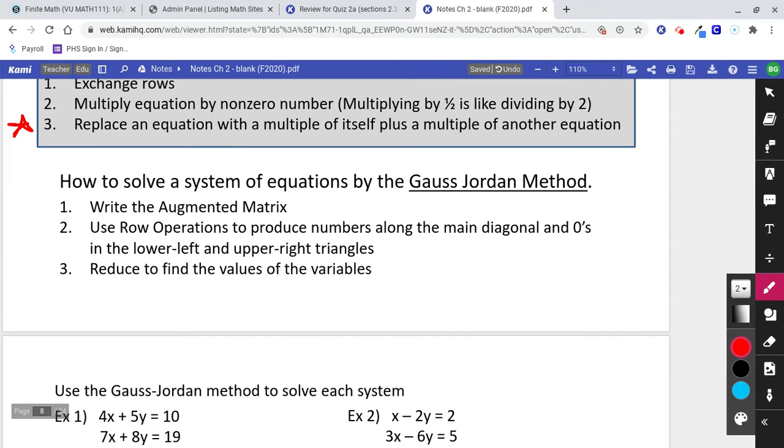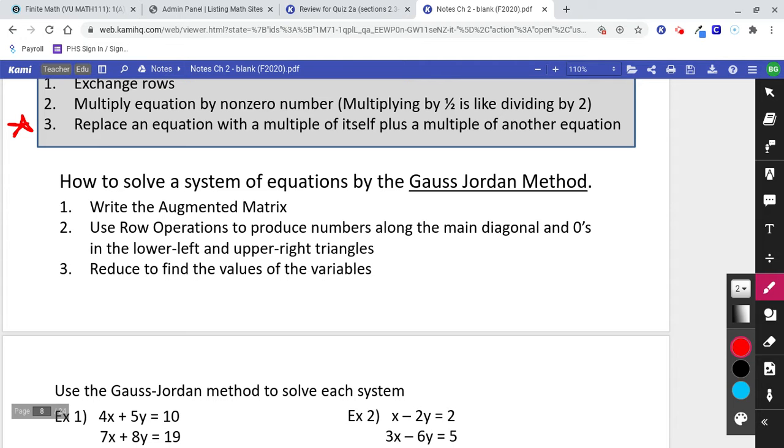How to solve a system of equations by the Gauss-Jordan method. Step 1, write the augmented matrix. Step 2, use row operations to produce numbers along the main diagonal and zeros in the lower left and upper right triangles. Okay, so this is where it's different than Echelon Method.